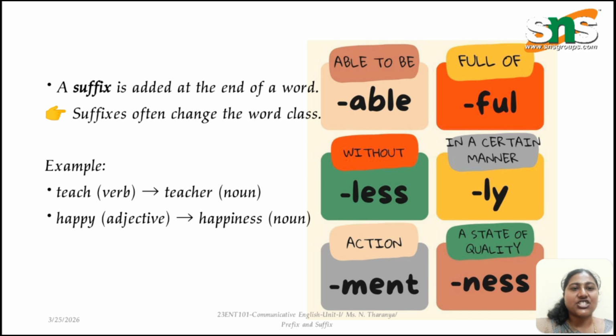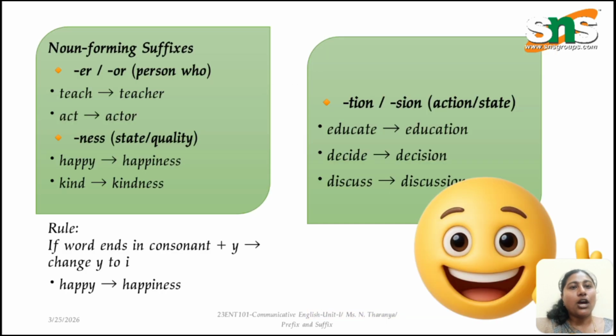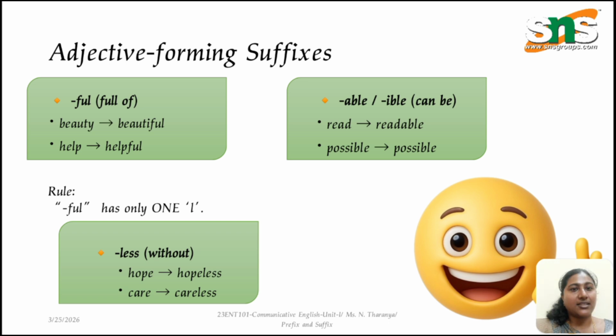For example, teach is a verb and teacher is a noun. Happy is an adjective and happiness is a noun. The noun forming suffixes are er or or, ness: teach, teacher; act, actor; happy, happiness; kind, kindness. Tion, sion: educate, education; decide, decision; discuss, discussion. If a word ends in consonant plus y, change y to i. Happy is happiness.